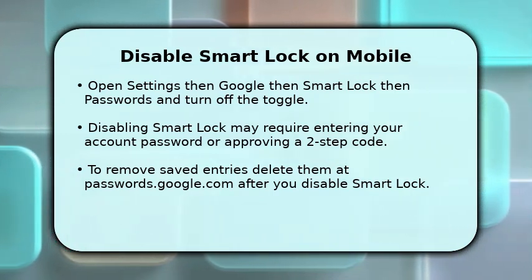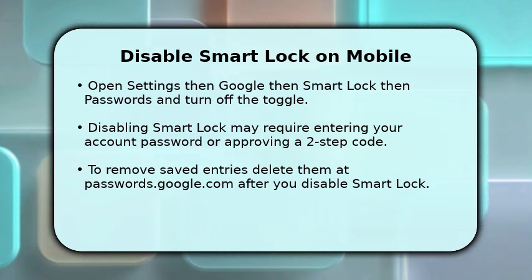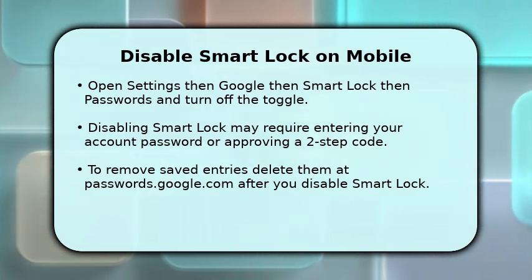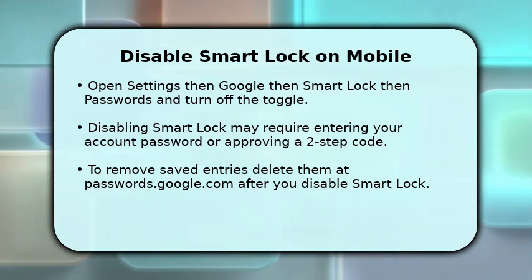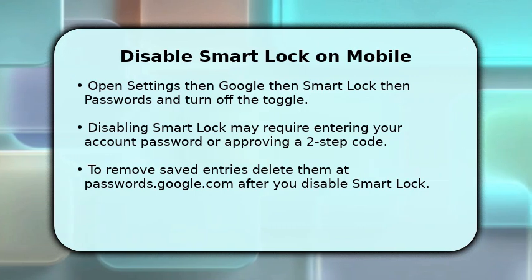On Android, open Settings, tap Google, then tap Smart Lock to manage passwords. Tap Passwords and toggle off Save Passwords and Auto Sign-In to disable Smart Lock features. On iOS, open the Google app or Chrome app, go to Settings, then Passwords, and disable Smart Lock toggles there.